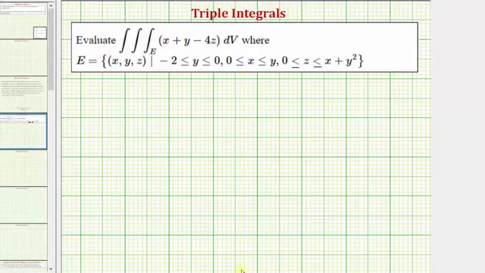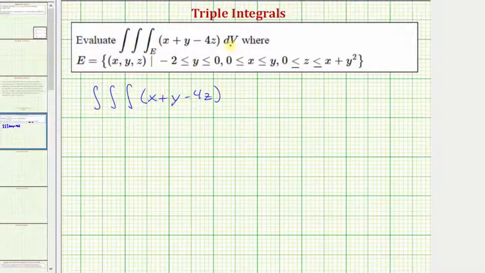So going back to our work, notice how z is defined in terms of x and y, x is defined in terms of y, and y is defined in terms of constants, which means we'll use the order of integration given by dz, dx, dy. So we have the given triple integral, where the integrand function is x plus y minus 4z, and for differential v, we're going to use dz, dx, dy.